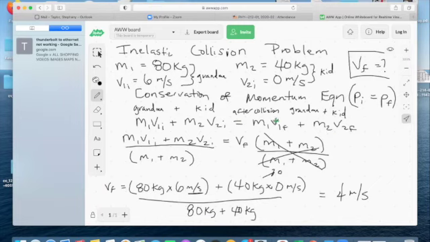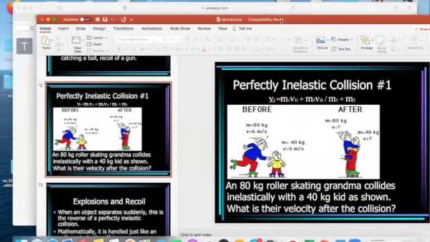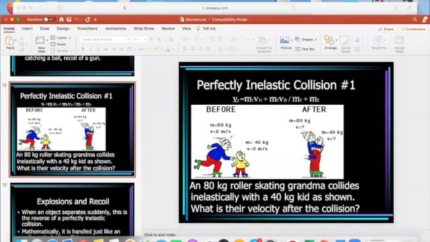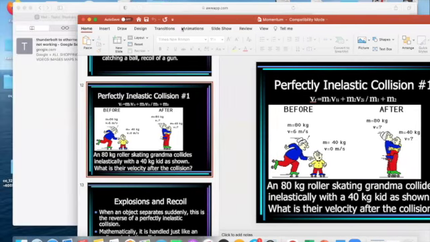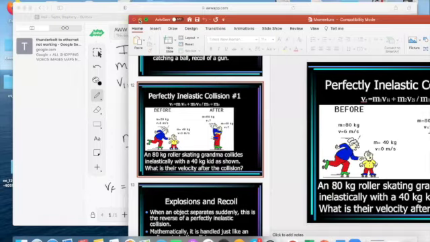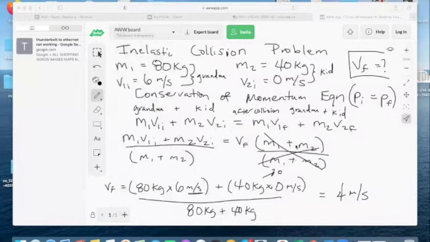We factored out the final velocity because we no longer need to split them into the grandma and into the kid, because when they collided together while they were skating, they're stuck together. So technically, they're both going to be moving at the same speed. You don't need to separate V1 and V2. It's just going to be the final velocity is going to be the same for both. So that's how I factored out the V final on the right-hand side of the equation.